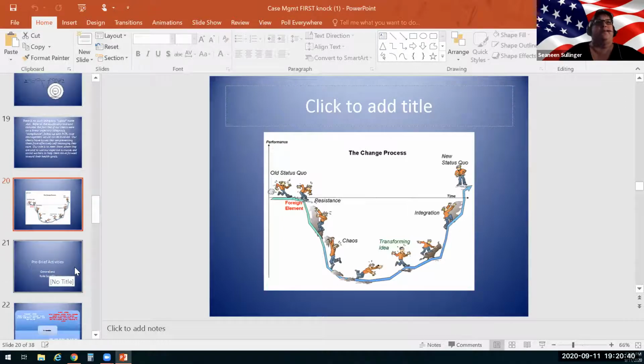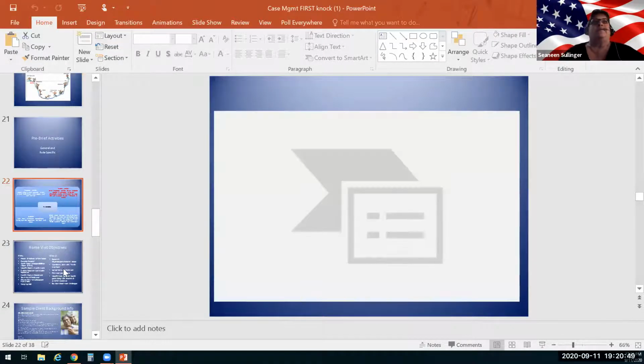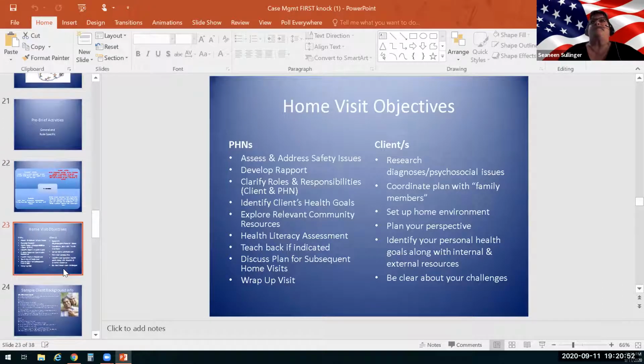I think it's 21 days to change. So my husband always tells me, if you do the same thing over and over again for 21 days, it becomes your new norm. I don't know if I believe that, but that's what he tells me.